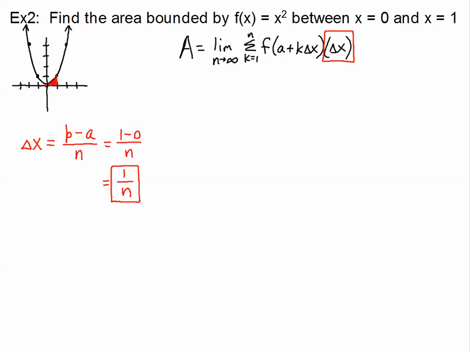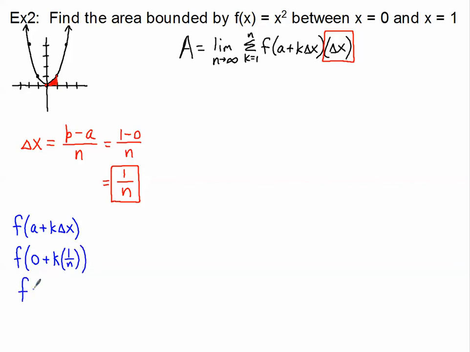Okay. Next, I'm going to do f of a plus k delta x. Actually, before we say what it's equal to, let's put in some of these pieces. A is 0, because here's A. Plus k is k. K is just going to stay k. That's our variable. And delta x we just found is 1 over n, so that's 1 over n.